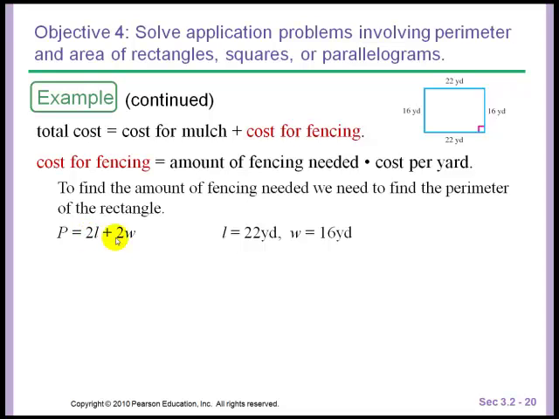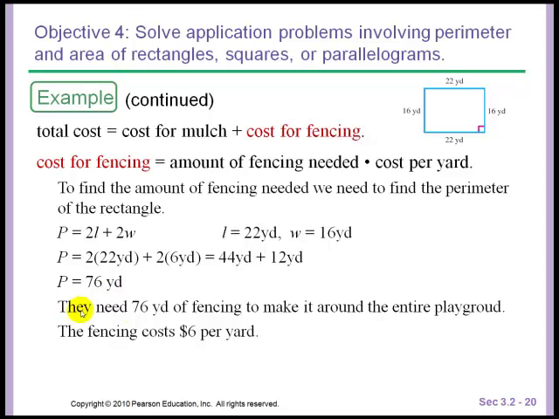Perimeter is 2L plus 2W. The L is 22 yards. The W is 16 yards. Put that into our formula, and we get a total of 76 yards. So you need 76 yards of fencing to make it all the way around the outside of the playground, and fencing costs $6 per yard.